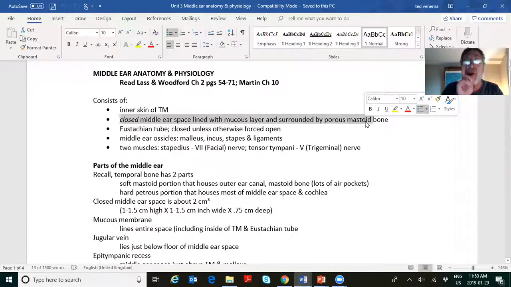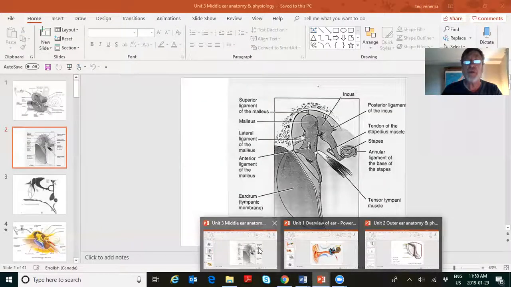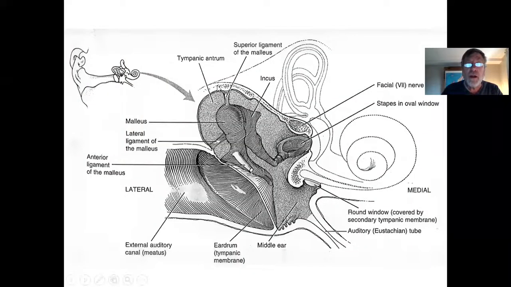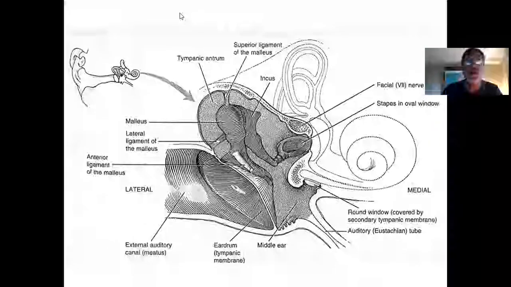Now remember that word mastoid, circle it, because when you're looking at a picture of the middle ear, I'll bring it closer. The mastoid bone is holy. No, it's full of holes. It's got lots of holes in it. See where my cursor is? It's porous.